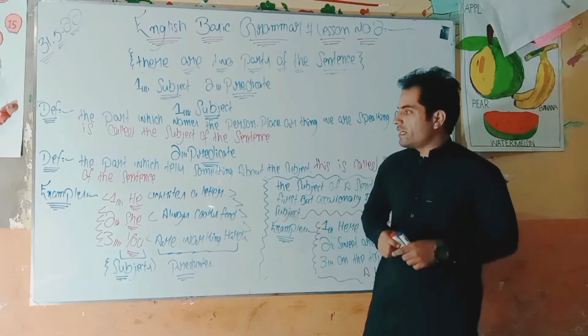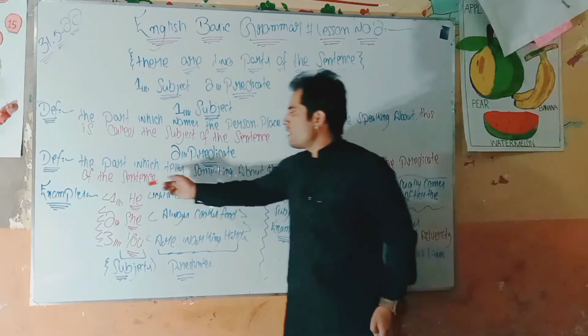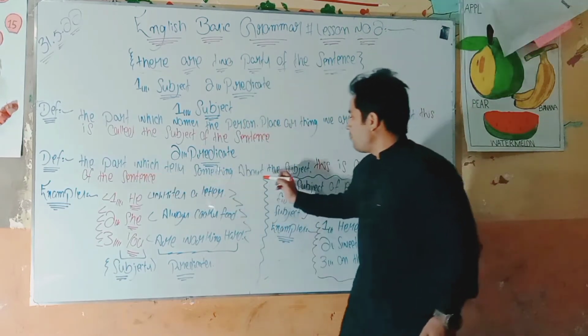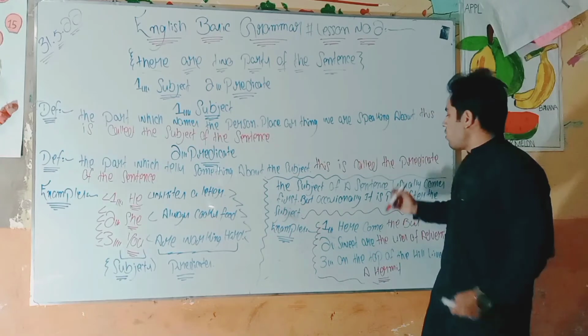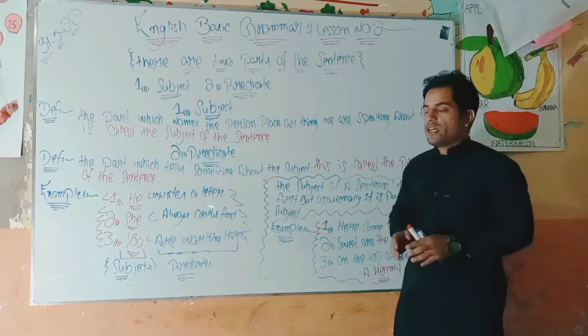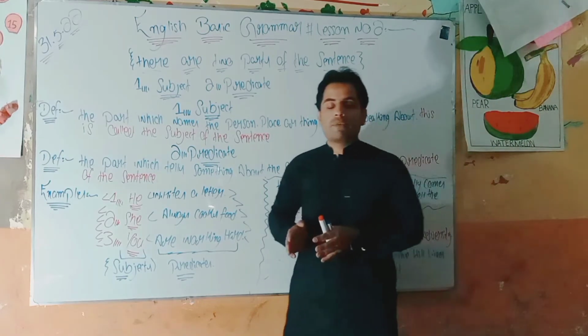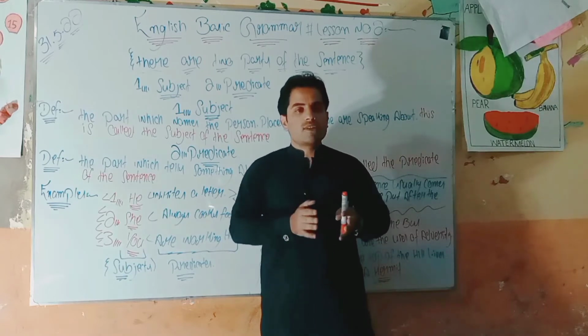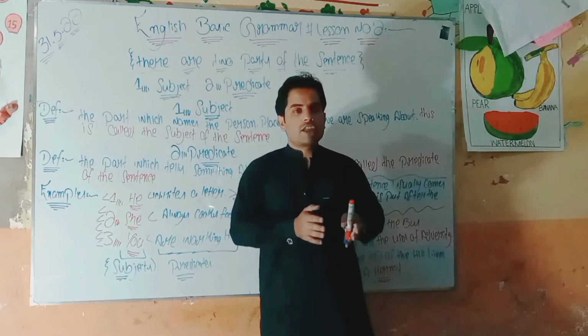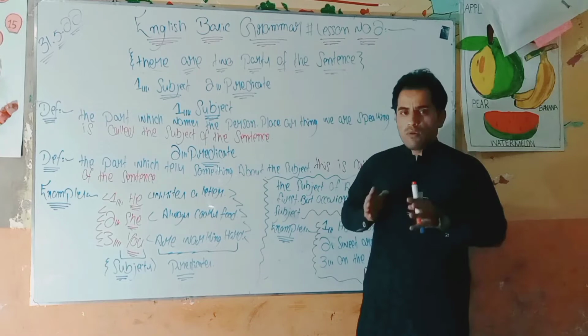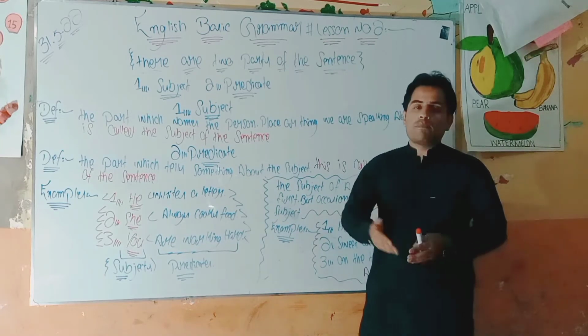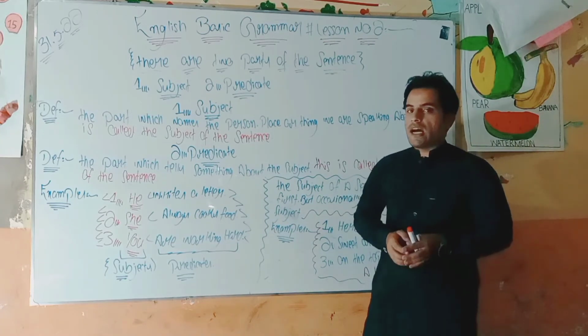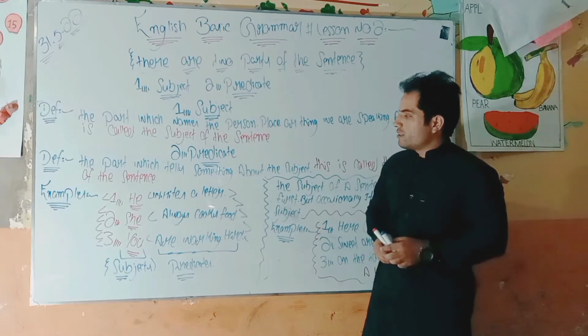Now what does predicate mean? My dear viewers, simply we can say the part which tells something about the subject is called the predicate of the sentence. So simply we can say the predicate tells us what the subject does and what the subject performs. Without the subject, the remaining part of the sentence is also called the predicate.